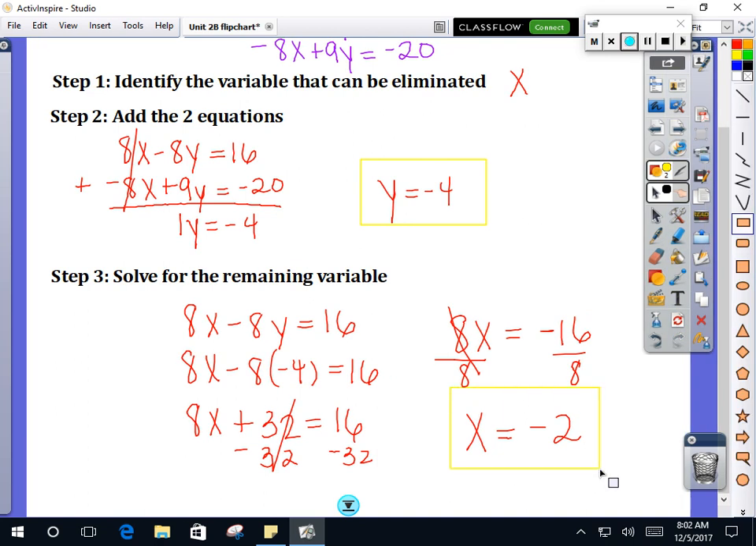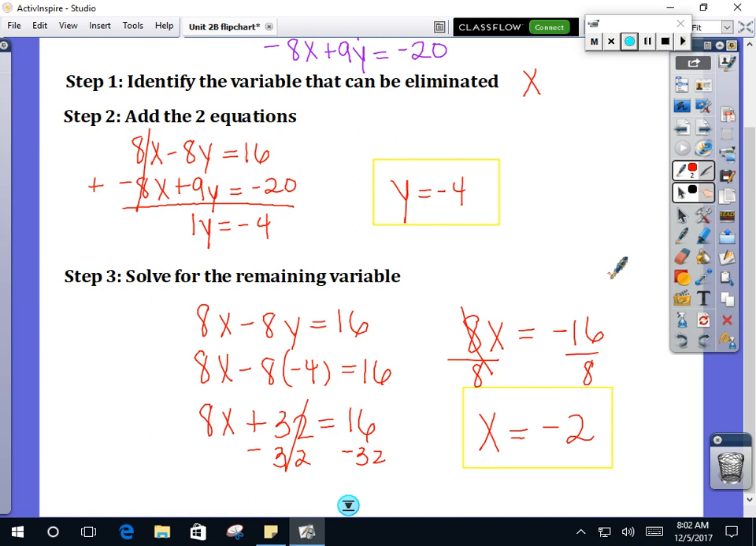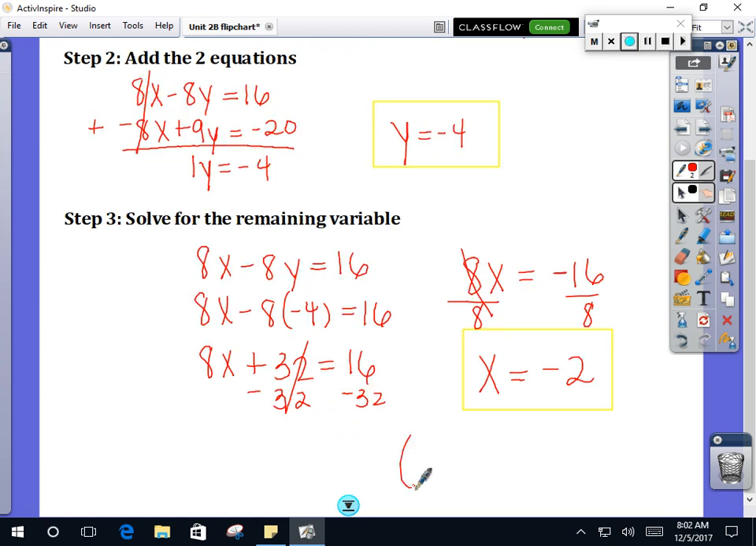Okay, remember when you are writing your final answer to be very careful, because negative 2 is the x value. So in the ordered pair, it will come first, and negative 4 is the y value, so it will come second. You now need to work on page 5, numbers 1 through 10.